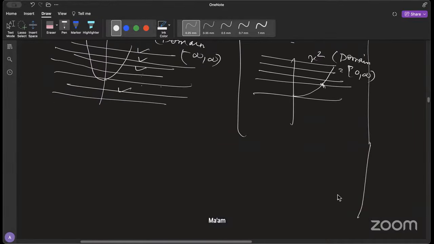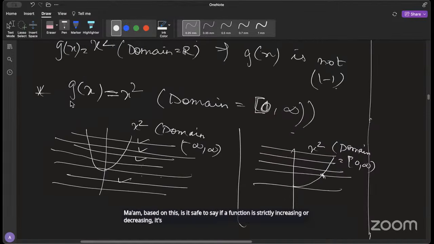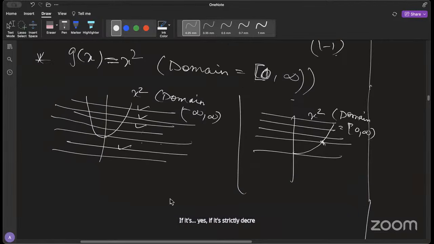Ma'am, based on this, is it safe to say if a function is strictly increasing or decreasing, it's always 1-1? Yes, if it's strictly decreasing or strictly increasing, it is 1-1.